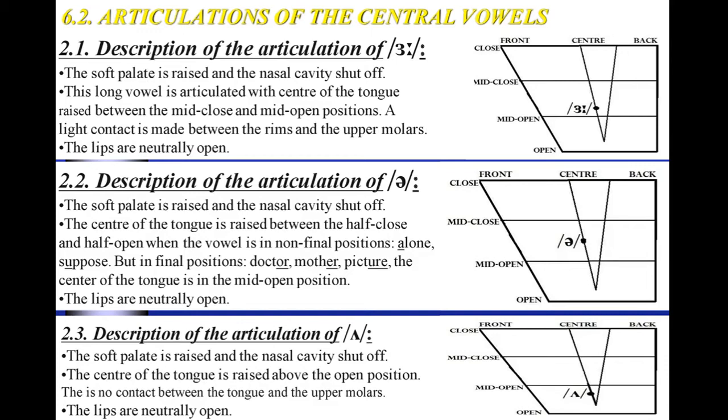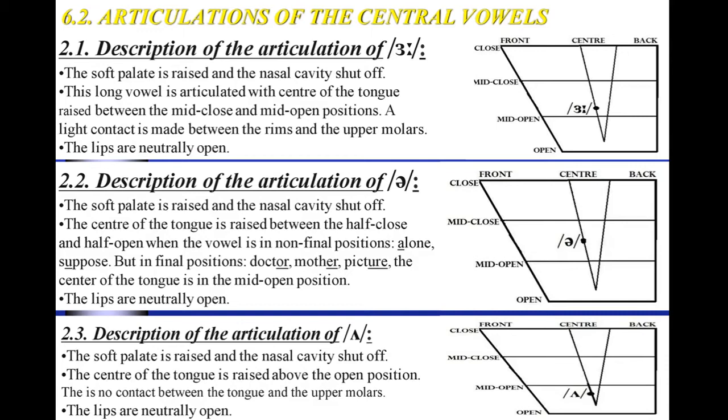Schwa: the soft palate is raised and the nasal cavity shut off. The center of the tongue is raised between the half closed and half open, when the vowel is in non-final positions, like in suppose, but in final position, doctor, mother, picture, the center of the tongue is in the mid-open position. Lips are neutrally open.